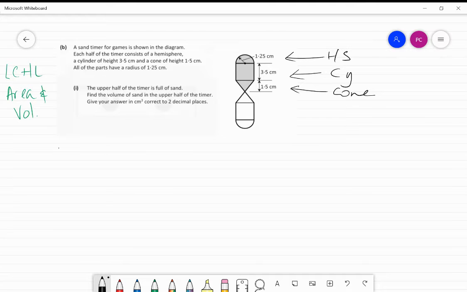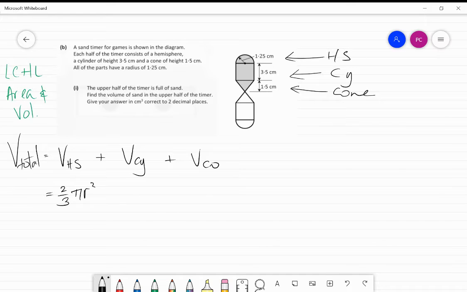The first thing you want to do in a question like this is to write down the formulas. The total volume is equal to the volume of the hemisphere plus the volume of the cylinder plus the volume of the cone. So we want to show the examiner from the outset that we know that. We need to write down the formulas for each of these, again, to show the examiner we know what we're doing. It's 2/3 pi r cubed plus pi r squared h plus 1/3 pi r squared h.